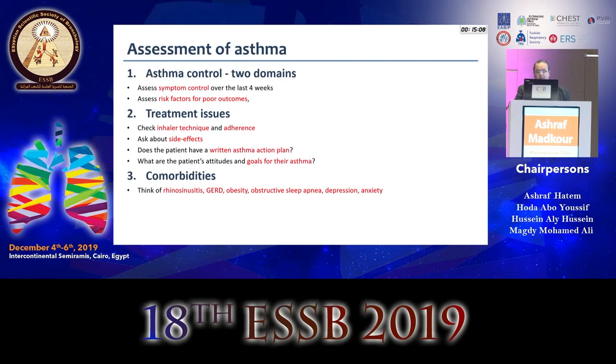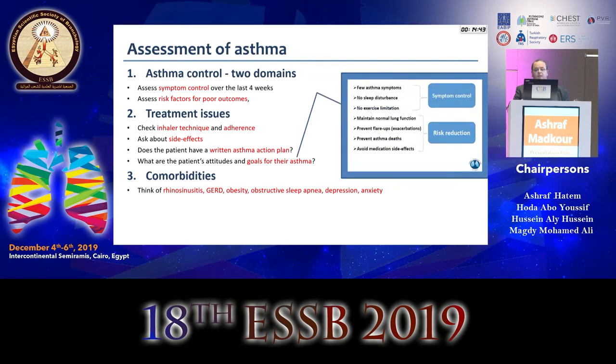طب ازاي هنعمل assessment to this case؟ اول حاجه احنا عشان to assess case of asthma عندنا parameters اللي من assess ال control ومن اساس التريتمنت ايشو والكوموربيديتس. عندنا تو دومينز عشان نقدر نعمل بيهم الكنترول، اللي هو الاساس الكنترول في اخر 4 اسابيع وريسك اوف بور اوتكمز. وبالنسبه للتريتمنت ايشو بنشوف التشيكنج للبيشنت انهيلر تكنيك والادهرنس، وهل في سايد افكتس ولا لا، وهل هو معاه ريتن اكشن بلان، اللي هي الروشته العاديه ممكن تخليها له اكشن بلان، والجولز اوف الازمه تريتمنت.